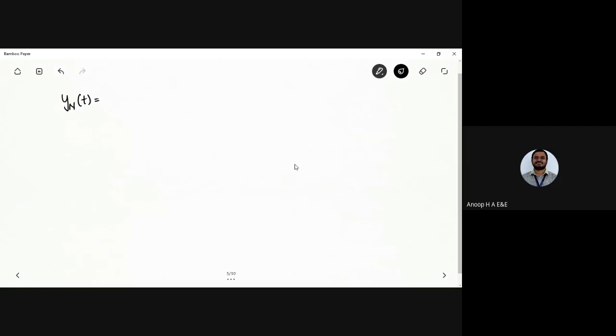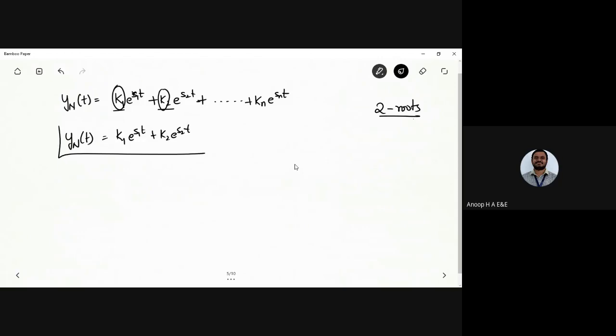In the case of a natural response, you are going to find it as k1 e power s1 t plus k2 e power s2 t, and so on. Depending on the roots, you are going to find e power sn t. If I have two roots present in the system, I'll have two constants, so I can restrict it to k1 e power s1 t plus k2 e power s2 t. That is how I can find the natural response of the system for two roots. For three roots, you are going to have one more constant.